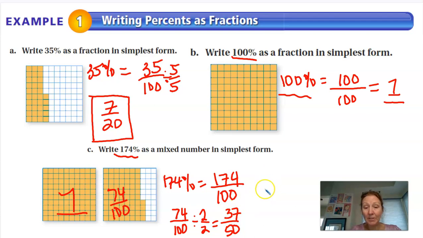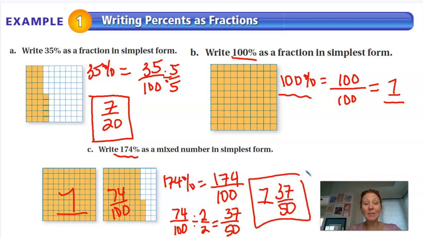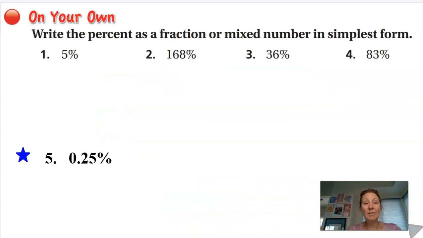So I put the fraction and the whole number together, and my answer is 1 and 37/50. So there's my mixed number. So if a percent is greater than 100, if you turn it into a fraction, it is more than 1. Okay, so now here's some OYOs.